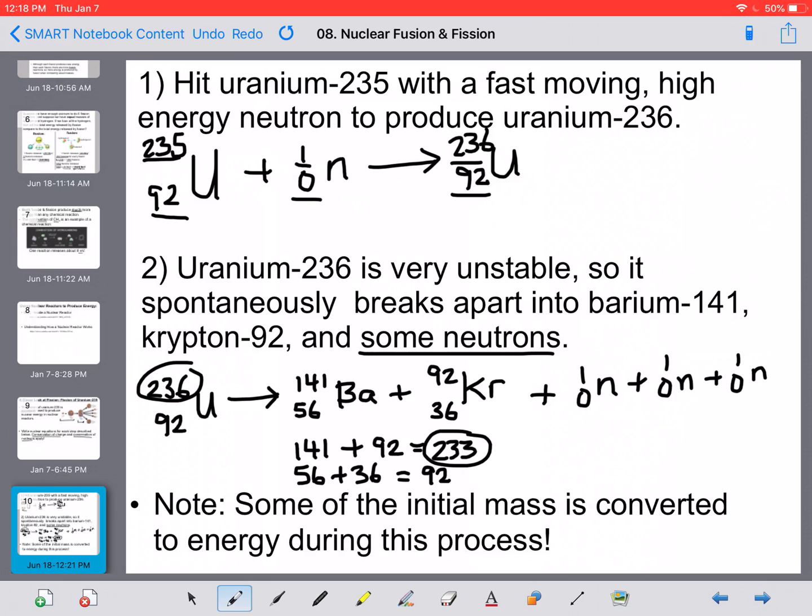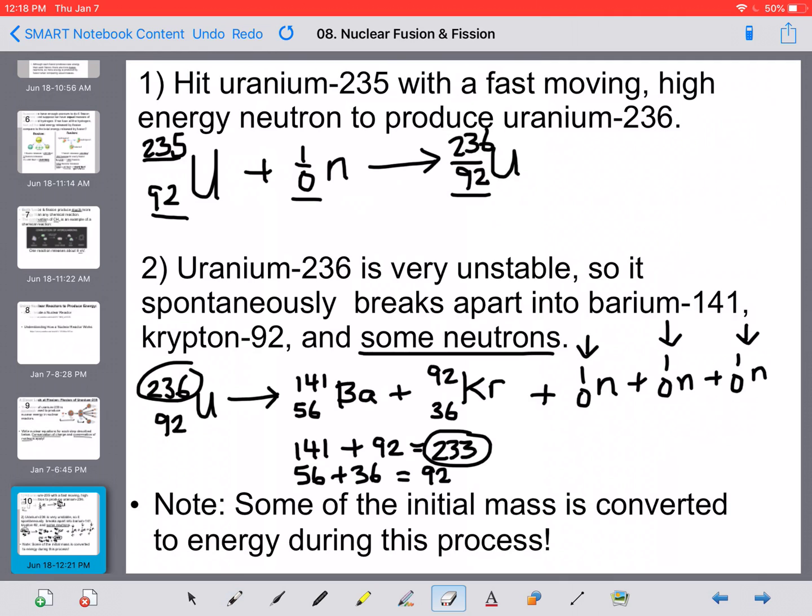So now on top, I have 233, 234, 235, 236. So now the top numbers are equal on both sides of the arrow. And then on the bottom, I have 56 plus 36 plus nothing because the bottom numbers over here are all zeros. So there's the equation.